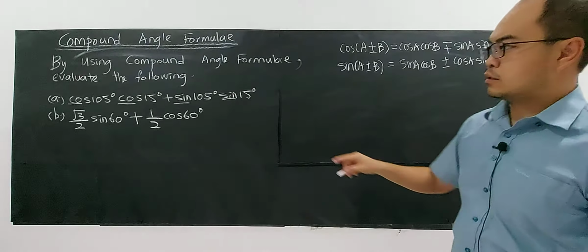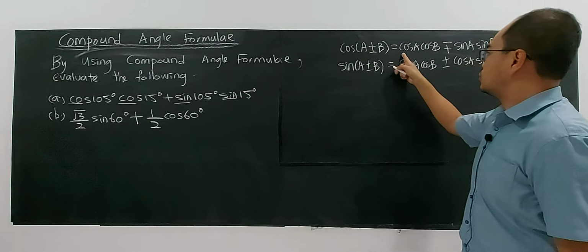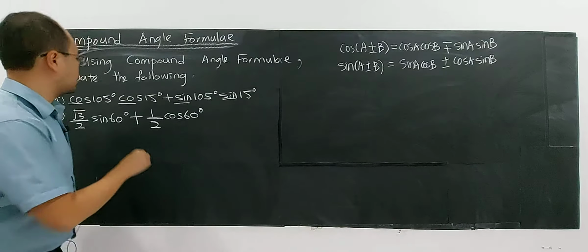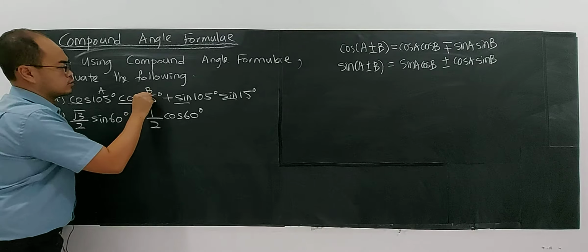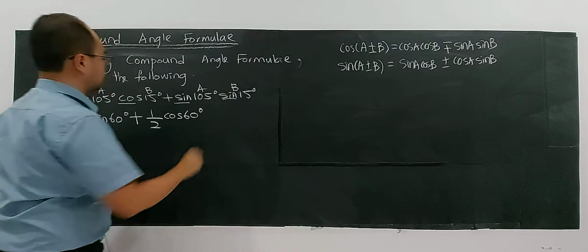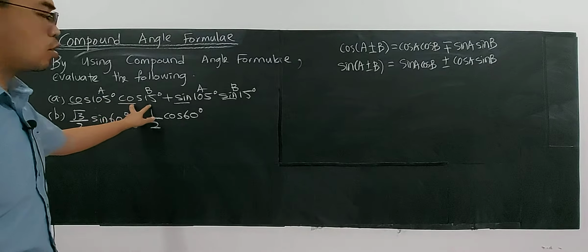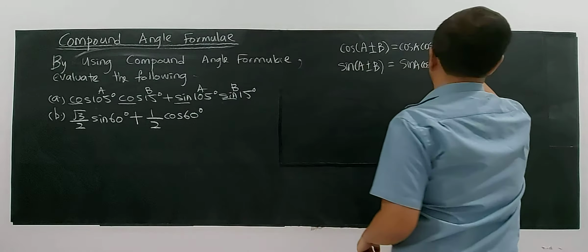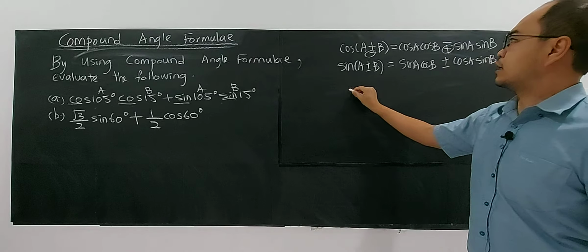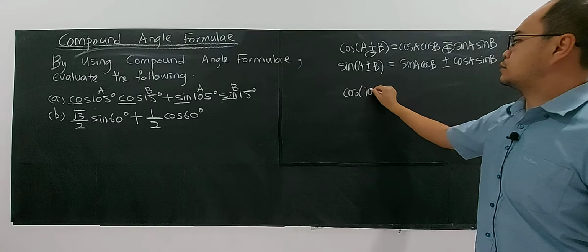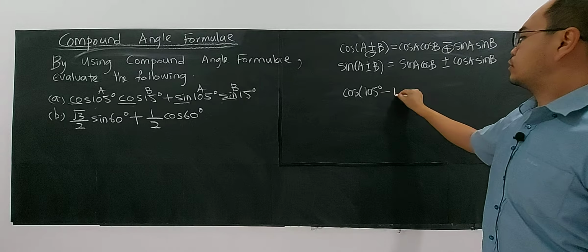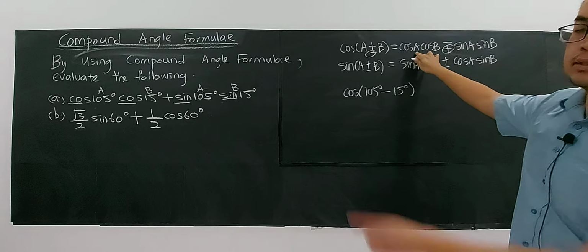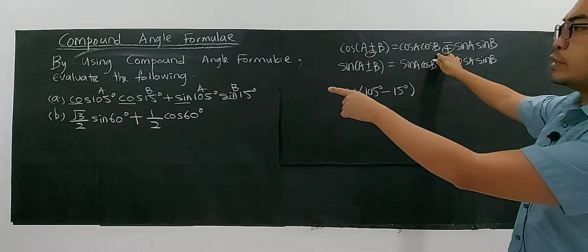So then you look at this. It's very similar to this, which means you can rewrite this. Now this is your A and this is your B, so cos A cos B, sine A sine B. If this is plus, then I choose the minus one, right? So the A is 105 degrees and B is 15 degrees.